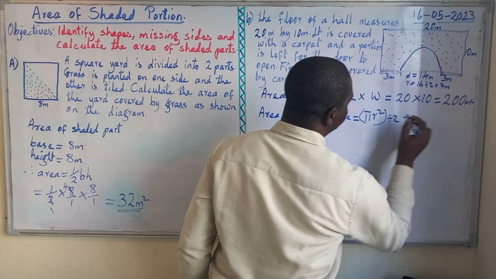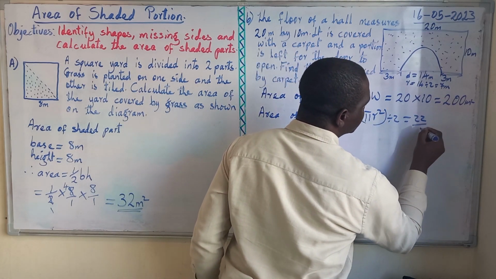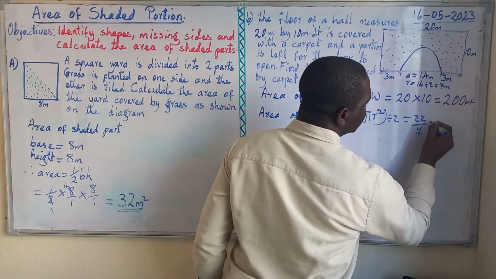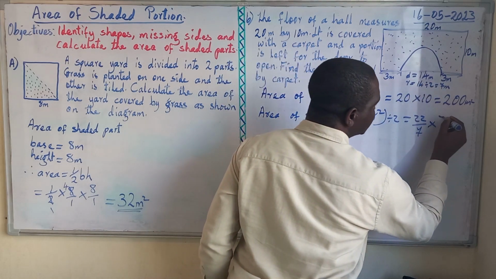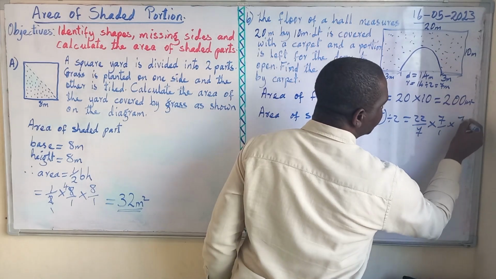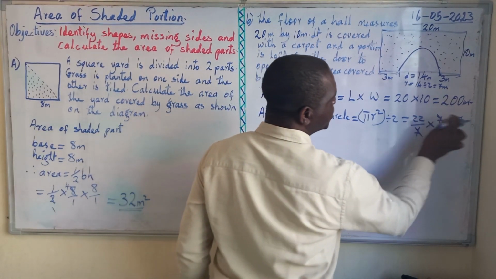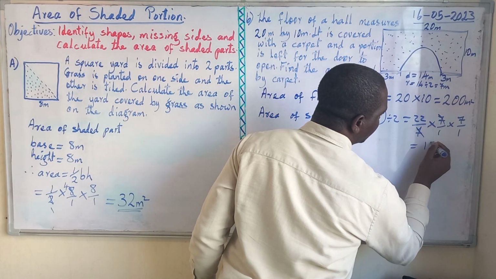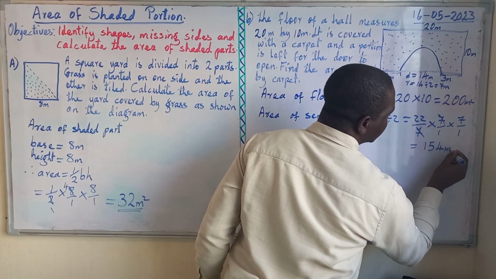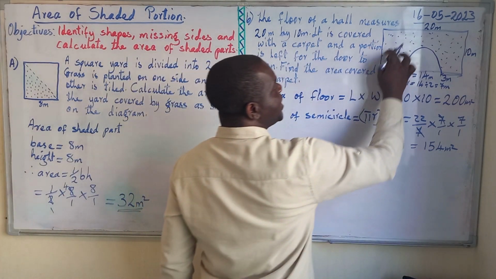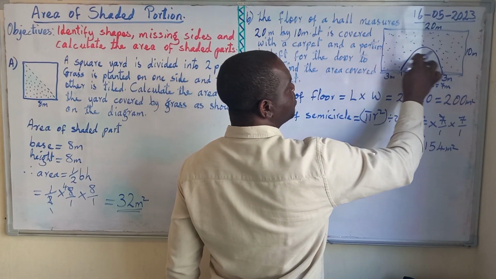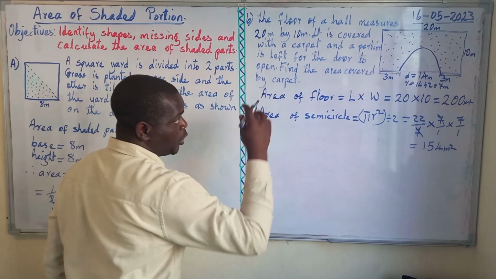If we substitute, our pi is constant, 22/7, times the radius which we have here, 7/1, times another radius, 7/1. 7 can do away with 7, and 22 times 7 is going to give 154 meters squared. To find the area covered by carpet, we just subtract this semicircle from the whole floor.